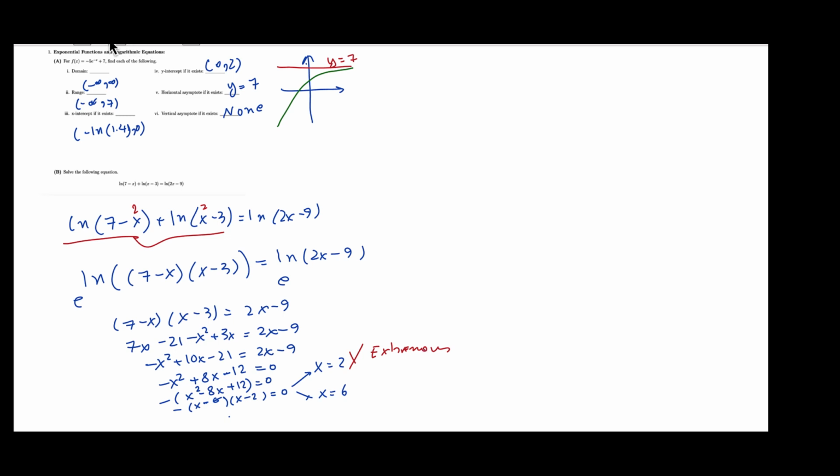And then try to plug in the other one to make sure at least one of them is the answer. And I plug in 6. Sorry, 6 in the wrong place. So natural log of 1 plus natural log of 6 minus 3, which is 3. So we get, combining them together, natural log of 3, and on the other side is natural log of 12 minus 9, which is natural log of 3. This actually worked, and this is the solution.